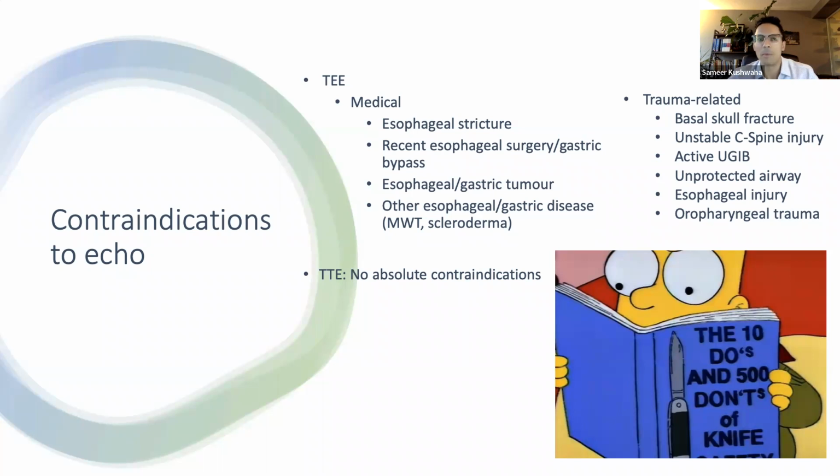And then there's a number of trauma-related factors to consider before doing a transesophageal echo, such as if they've had a basal skull fracture, if they have an unstable C-spine injury. The presence of a C-spine collar, if there is not a confirmed C-spine injury, is more of a relative contraindication, but should certainly still be done with caution. If a patient has an active upper GI bleed, an unprotected airway, if they're known to also have an esophageal injury or a pharyngeal trauma, these might all be reasons to give pause about doing a transesophageal echo.